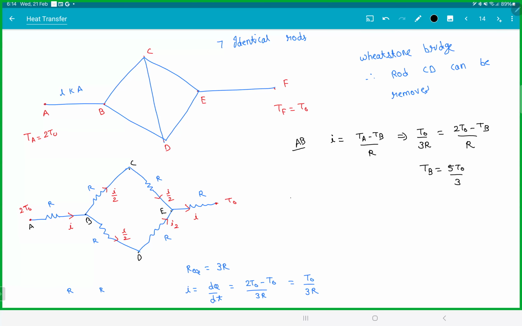Makes sense. Similarly, if I do for B and D, it will be I by 2 equal to temperature difference. So basically, you're always assuming heat is flowing from higher to lower. So B is greater than D. So TB minus TD by R. So I by 2 is nothing but T naught by 6R. TB is 5T naught by 3 minus TD by R. If you solve this, you get TD equal to 3T naught by 2. By symmetry, you can say C and D will have the same temperature, and C also will have the same.